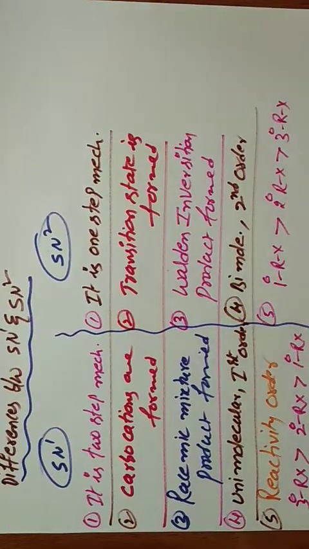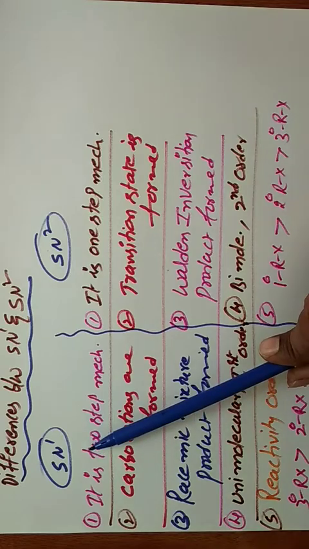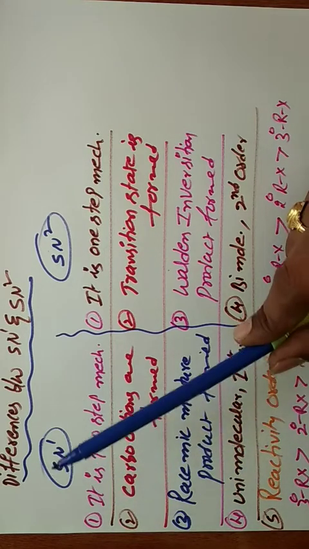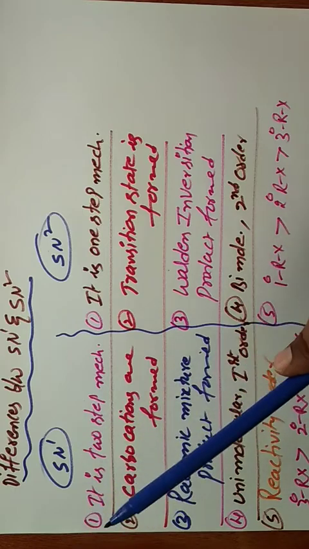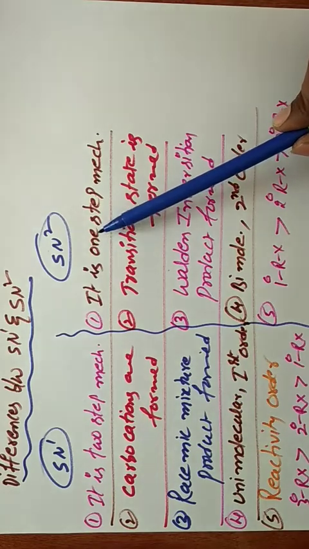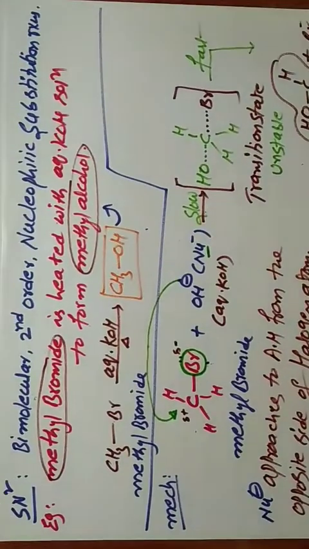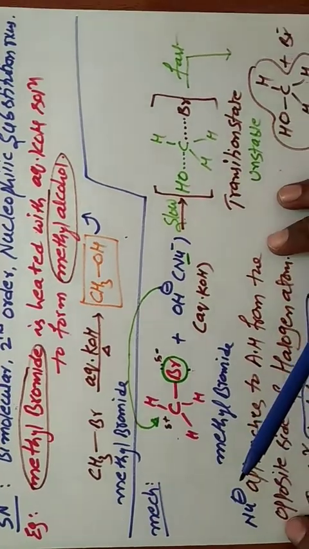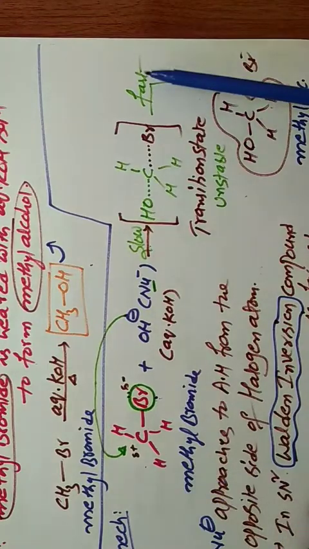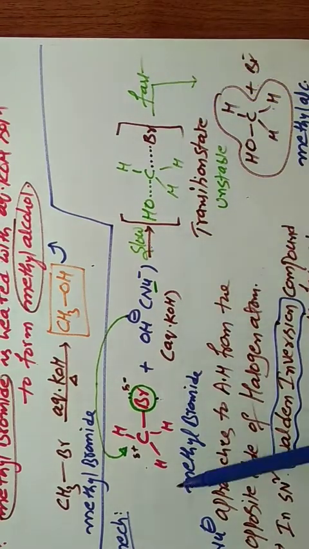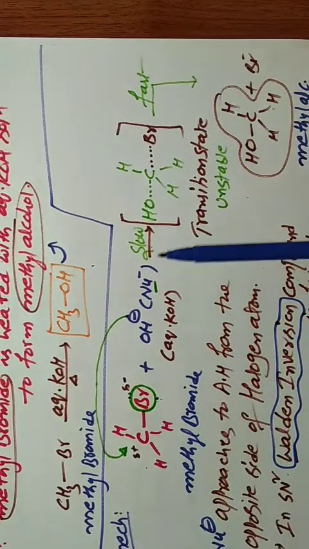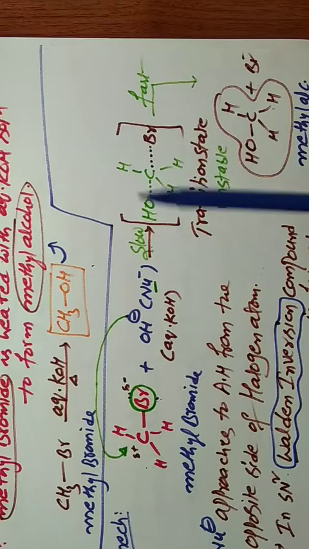So what is the meaning of SN1? It is a two-step mechanism. Step 1 ionization, step 2 attacking of nucleophile. SN2 mechanism is a single one-step mechanism. Only slow step, fast step. The total reaction takes place in a single step only. That's why it is a single-step mechanism.